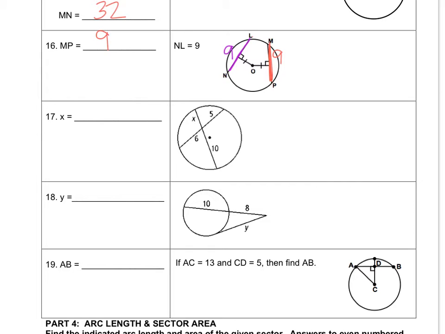So we have x times 10, or I can just do 10x, equals 5 times 6. 5 times 6 is 30. Then you're going to solve that for x, and just divide by 10 on both sides, and you're going to get x equals 3.